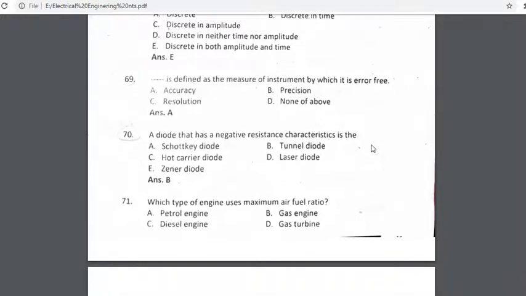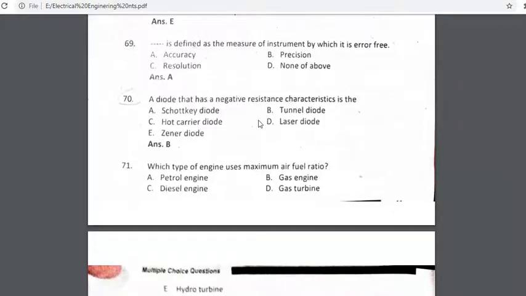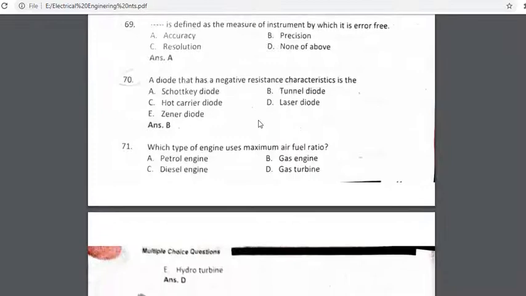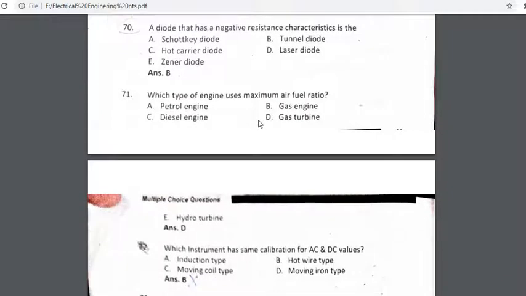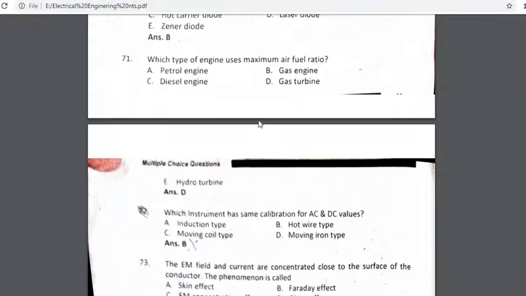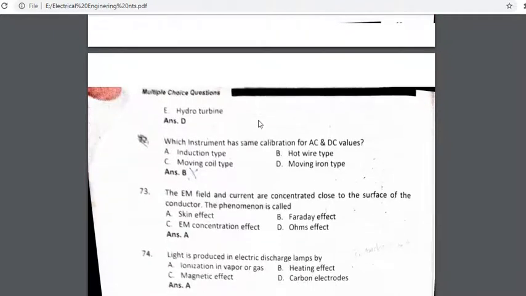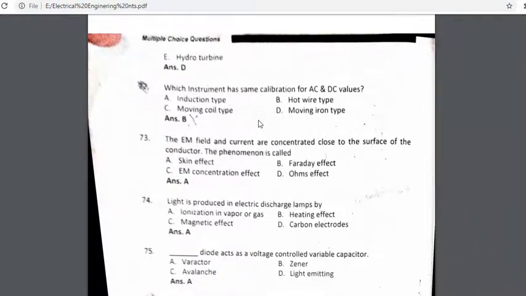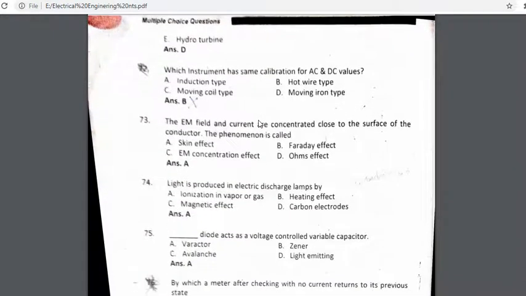A diode has a negative resistance, so you will see a tunnel diode has negative resistance. Its graph will be first increasing, then you have a decreasing graph. So it is a tunnel diode whose current is produced by tunneling. Which type of engine uses maximum airflow ratio? It is gas turbine. So which instrument has same calibration for AC as well as DC? It is hot wire type.